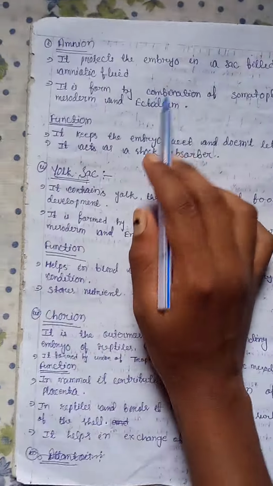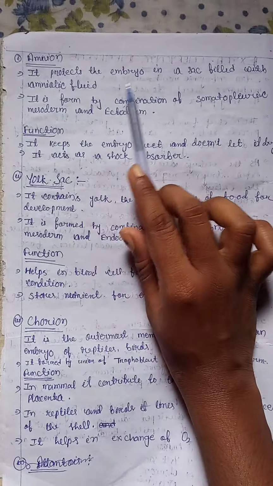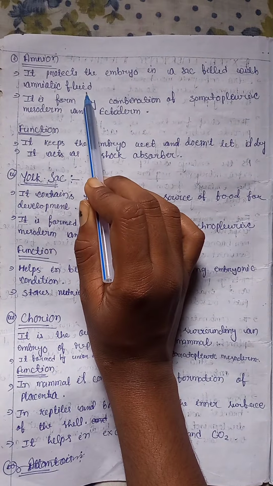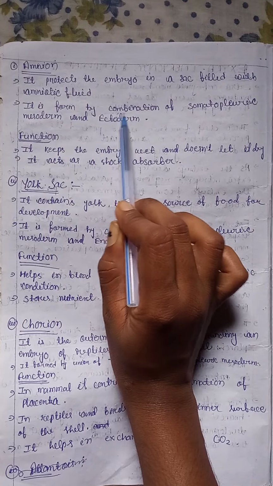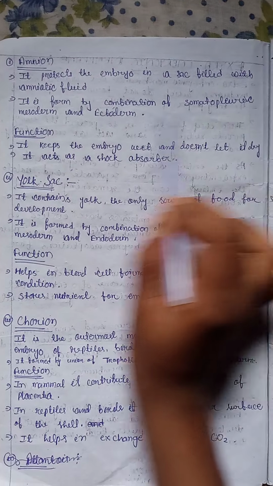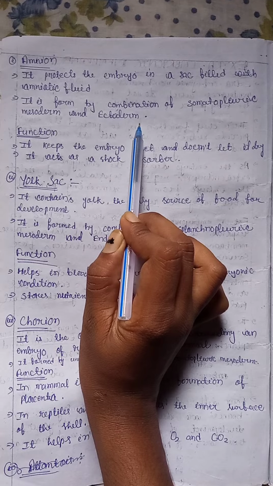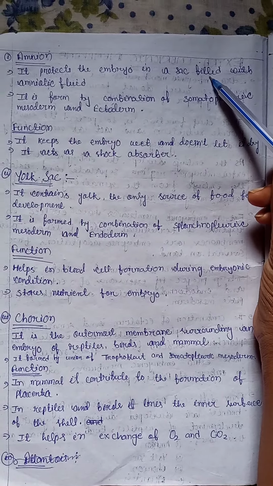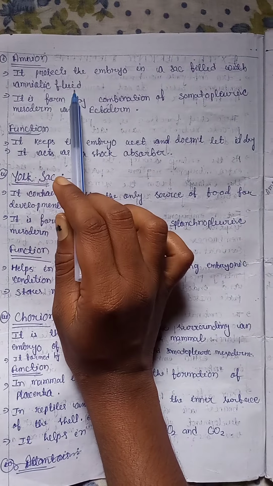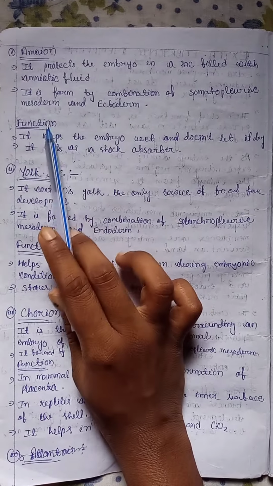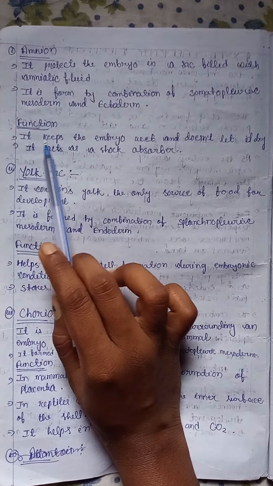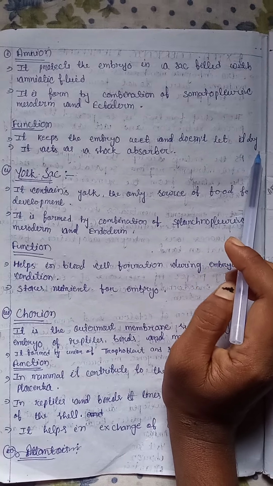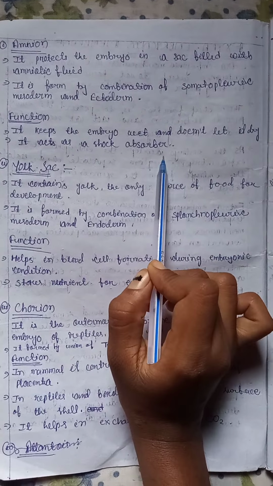First is amnion. Amnion protects the embryo in a sac filled with amniotic fluid. It is formed by combination of somatopleuric mesoderm and endoderm. So amnion is an extraembryonic membrane within which amniotic fluid is found. What is the function of this amnion? Amnion keeps the embryo wet and doesn't let it dry. It acts as a shock absorber.